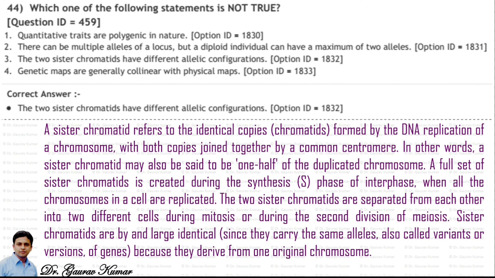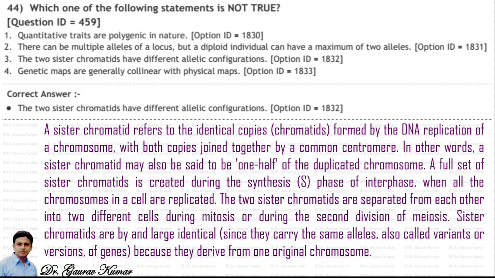Although there is an exception to this, towards the end of meiosis, after crossing over has occurred, because sections of each sister chromatid may have been exchanged with the corresponding sections of the homologous chromatids with which they are paired during meiosis.